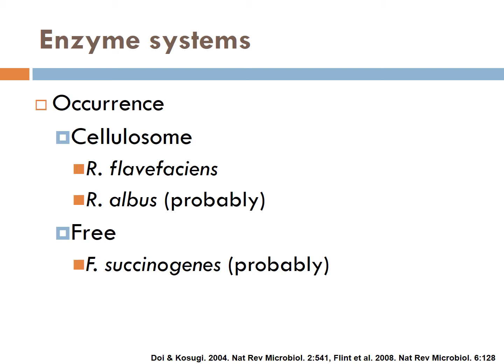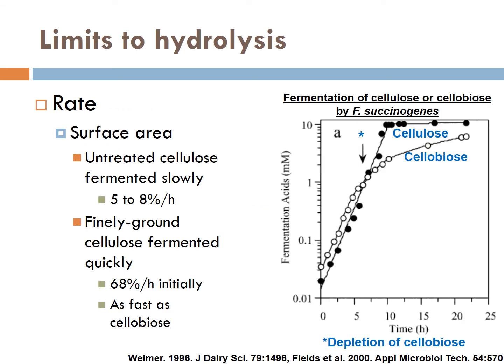Fibrobacter succinogenes, by contrast, has free cellulases. Thus, we see both of these enzyme systems with the cellulolytics. Microbial cells have evolved complex machinery to hydrolyze cellulose, but there are still limits to hydrolysis. The factor that controls the rate of hydrolysis is surface area.